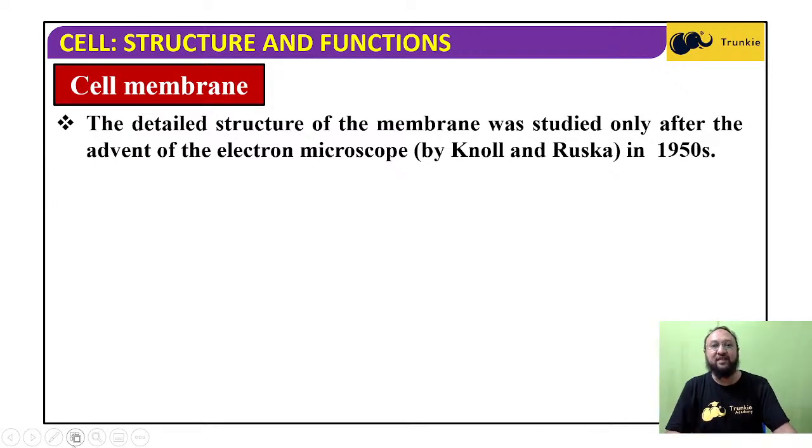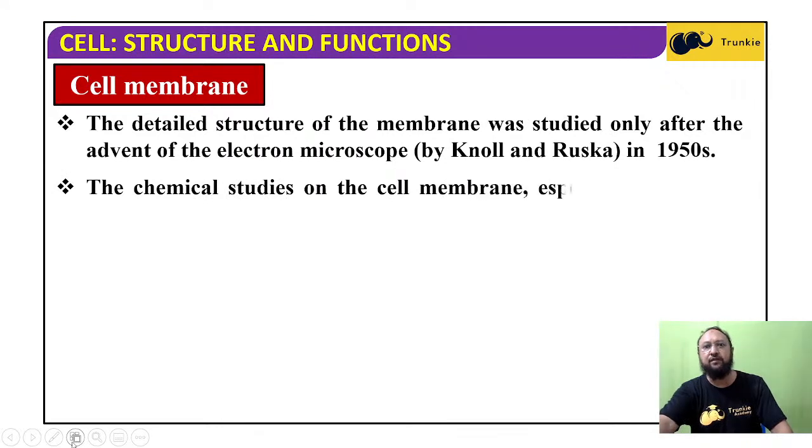Okay, but this was discovered in 1950. The detailed structure of the plasma membrane or cell membrane was studied only after the discovery of the electron microscope, which was discovered by Knoll and Ruska. These are the names of the scientists who discovered the electron microscope in the 1950s.